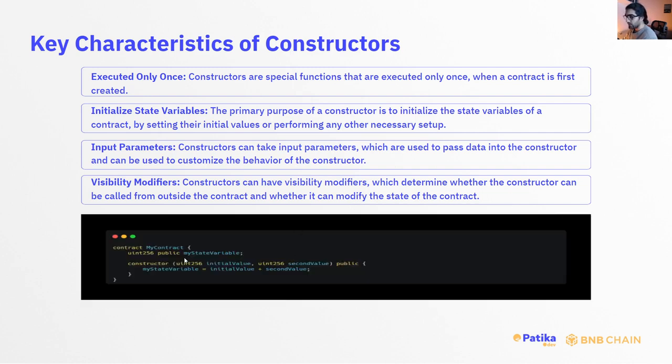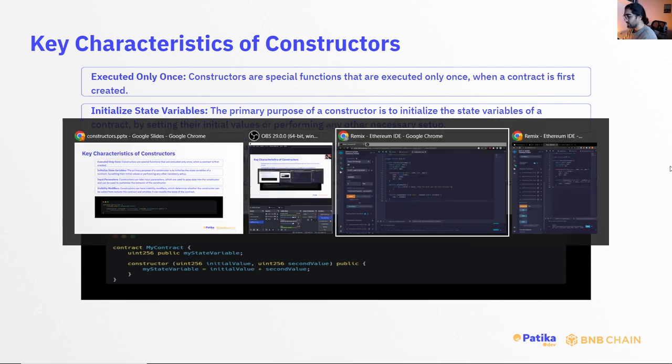So here we have an example. We have some parameters, initial value and second value, and we are basically initializing this state variable in this constructor. So let us see a code example.